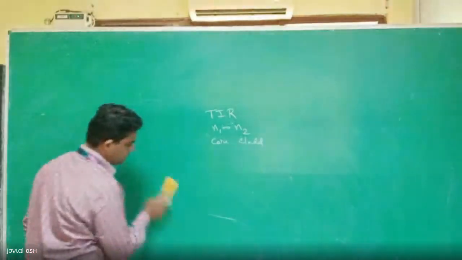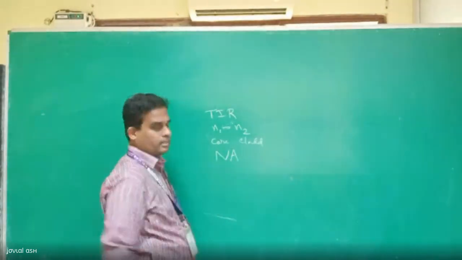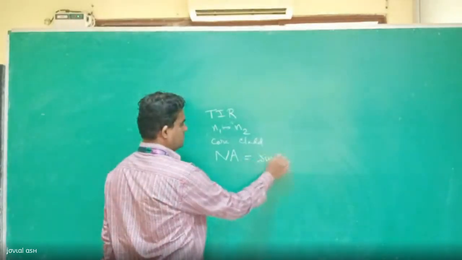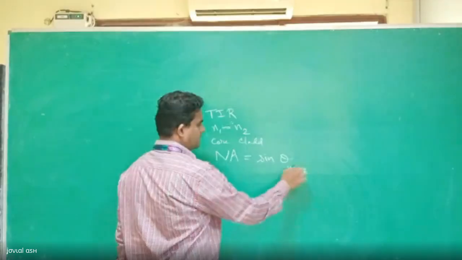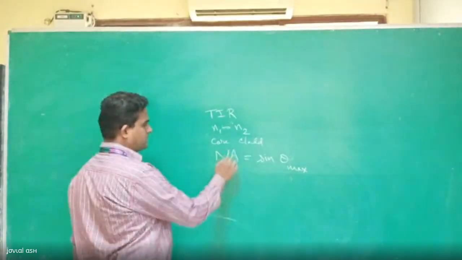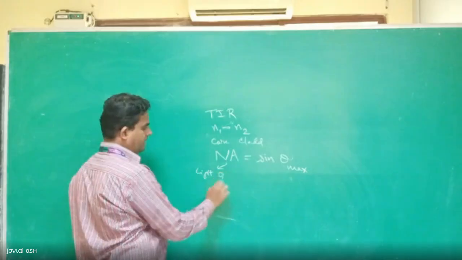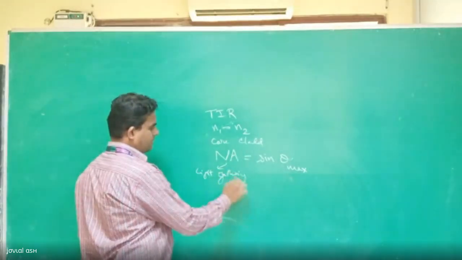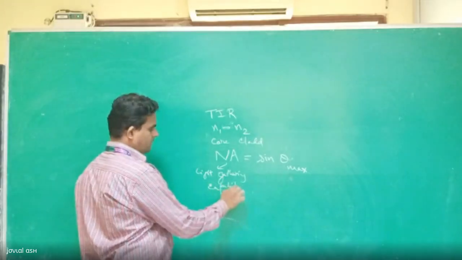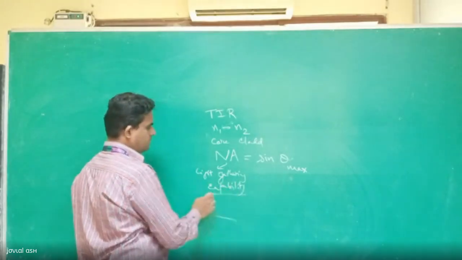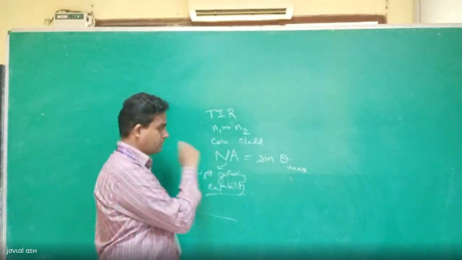Then we also discussed numerical aperture. Numerical aperture is equal to sin theta. What is this theta? This theta is the maximum acceptance angle. Aperture is nothing but the light gathering capability. If somebody asks you, you can say it is simply the light gathering capability, how much light it can carry or withstand. That is the aperture, or simply numerical aperture with respect to optics.